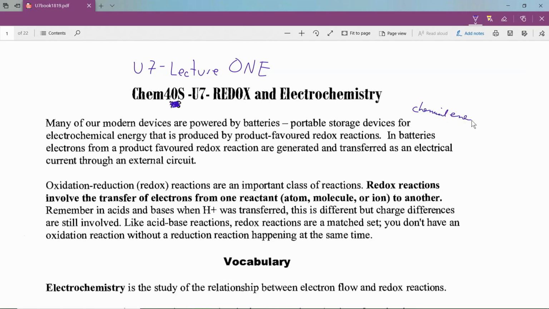There's a desire to grab electrons at the cathode from the anode in a battery, and if we find some way to push those electrons through a wire, a conductor, we can create a circuit and we can do work. And some of you who are taking physics know all about this. So in batteries, electrons from a product-favored redox reaction are generated and transferred as an electrical current through an external circuit. Oxidation reduction reactions are an important class of reactions.